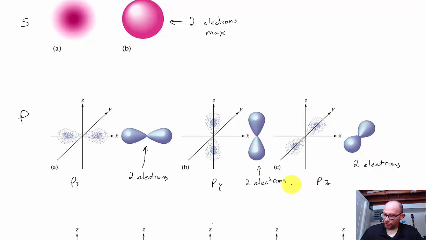Oh, I got those backwards. It's a pz and a py in this particular image. pz and py orbitals. Taken as a whole, they can hold 2, 4, 6 electrons.